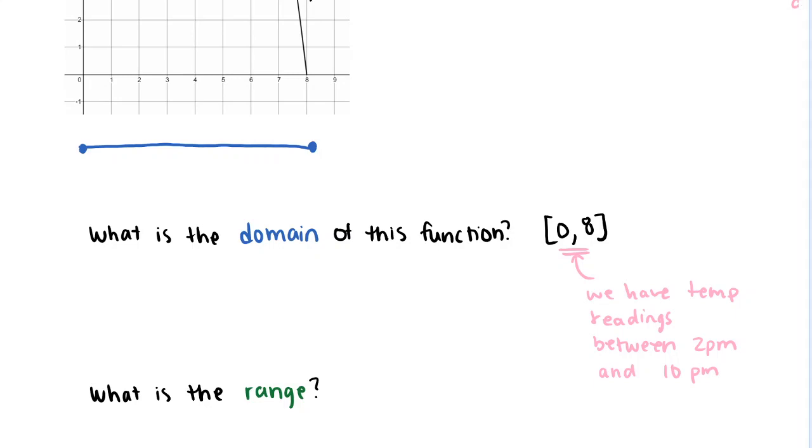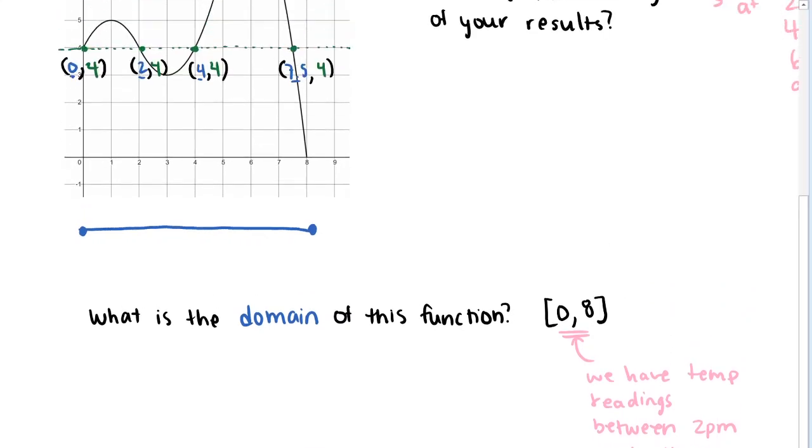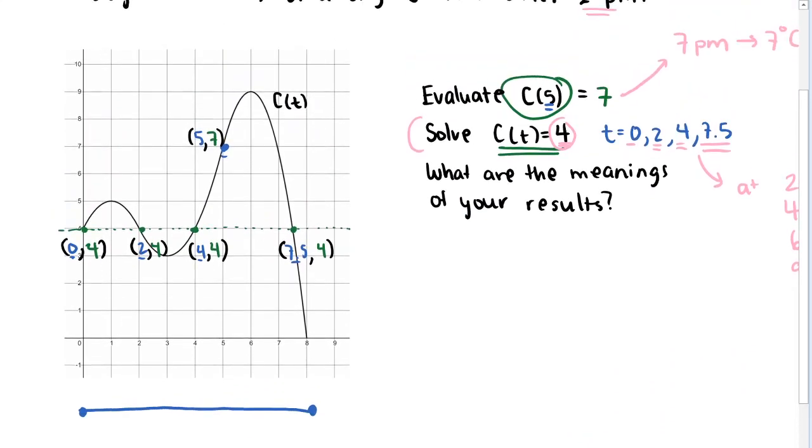What about the range? The range is the set of output values that we see in our function, all of them. It's essentially saying, what were the temperatures that we saw in this day? And we can see that our highest temperature reading was 9 degrees Celsius that day. Our lowest temperature reading was at the very end of the day. It was 8 hours after 2 p.m.